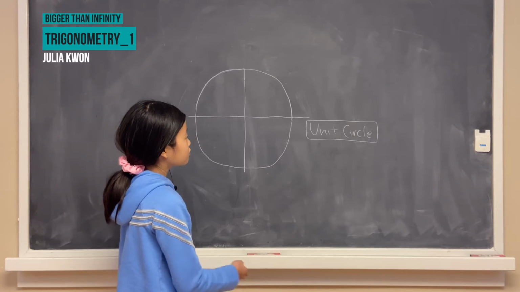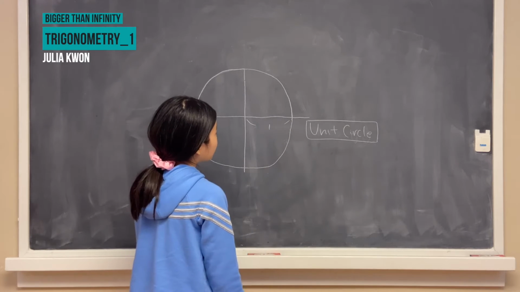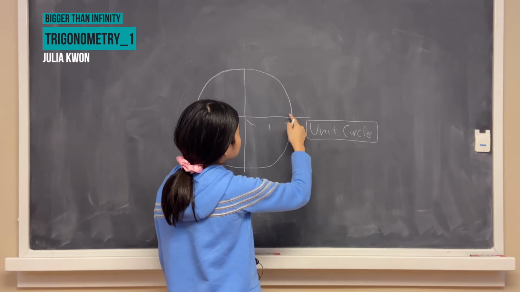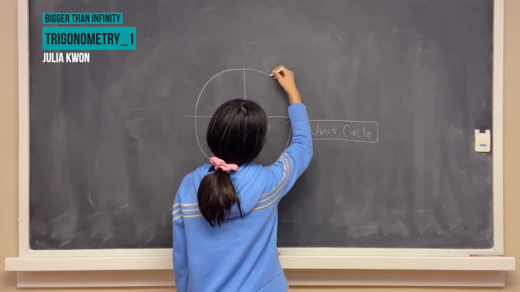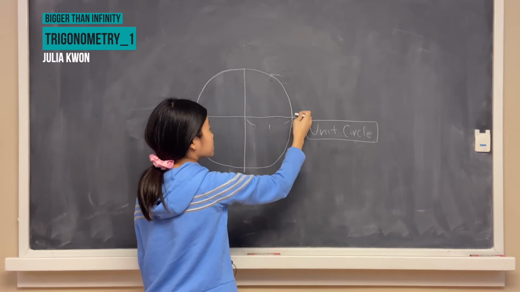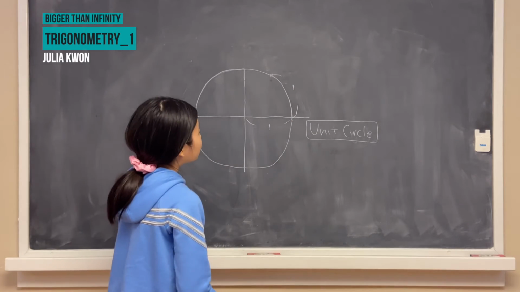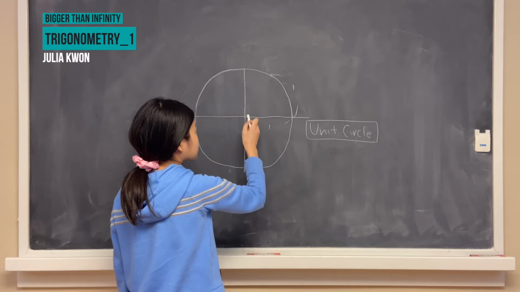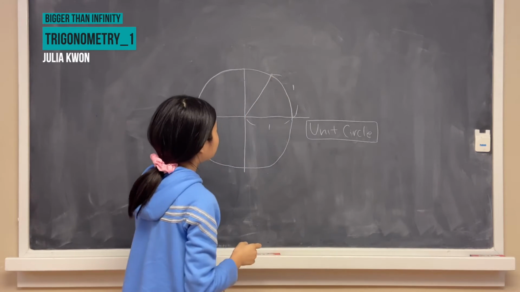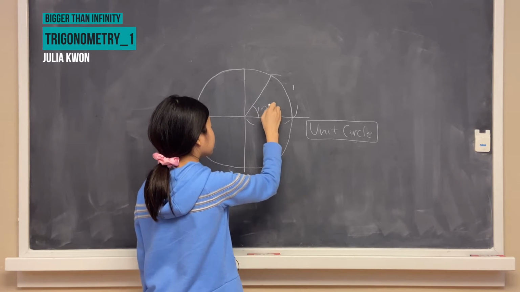So here we have a circle with radius 1. And if the length from this dot to here had the length of 1, then we would connect this dot and the center, and we would call this angle 1 radian.